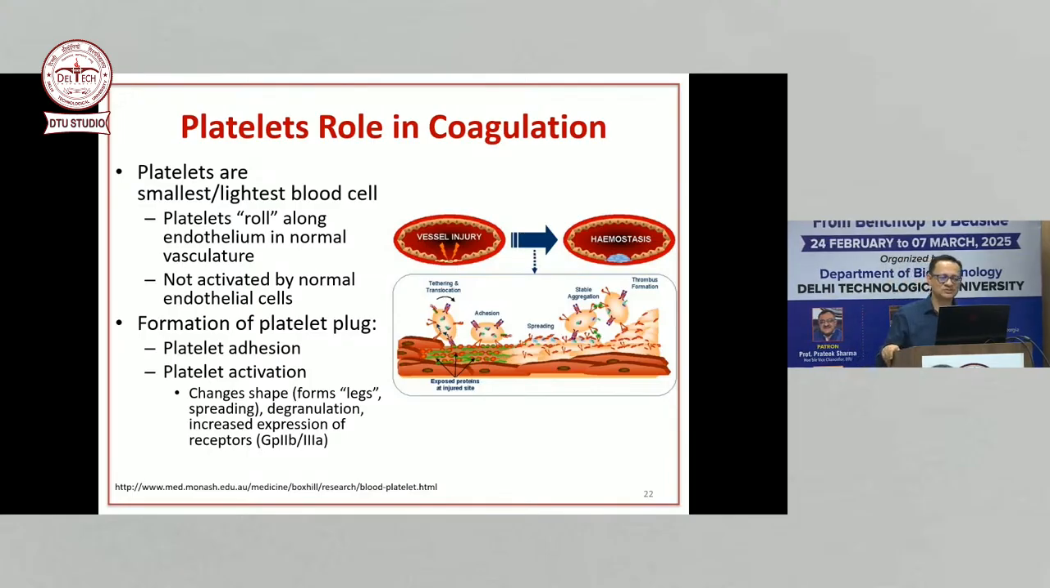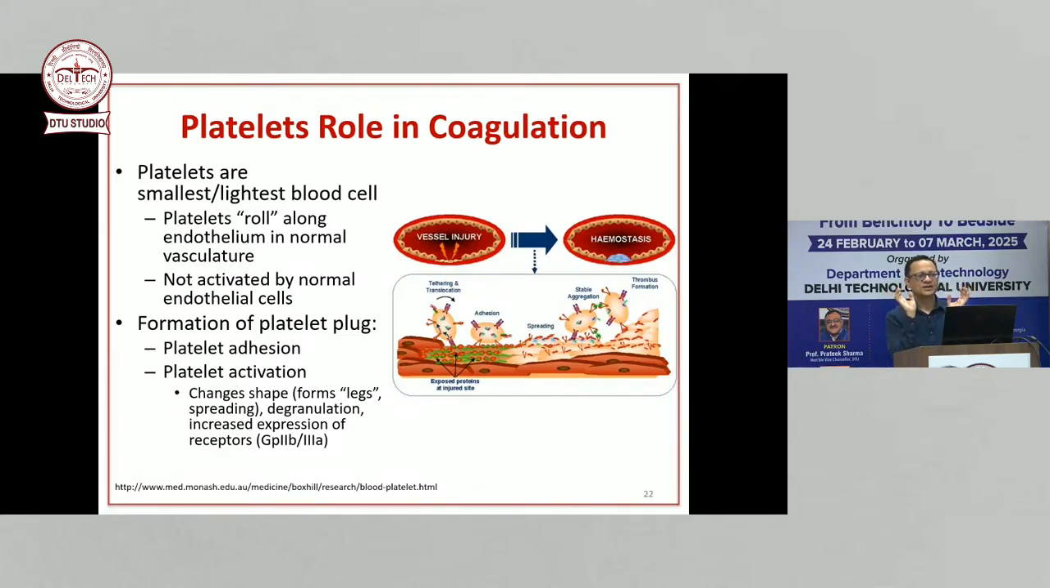Okay, so platelets are small light blood cells. Platelets roll along endothelium in a normal vasculature when everything is fine, not activated by normal endothelial cells. Formation of platelet plug: when a platelet plug happens, platelets adhere and get activated, and now there is an expression of receptors called GP2B3A. These receptors that were hidden in the platelets now start coming out.